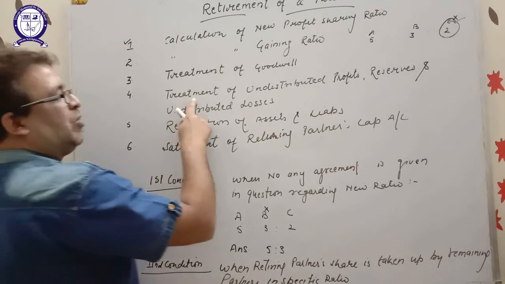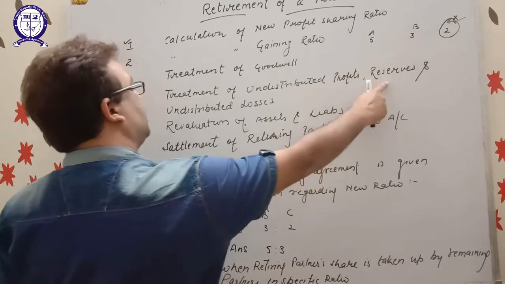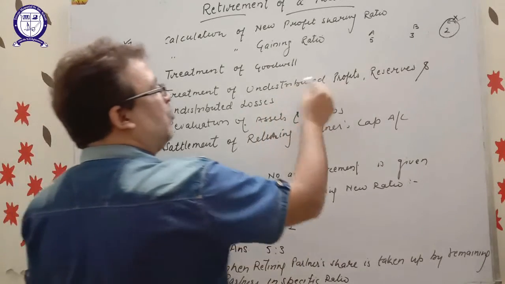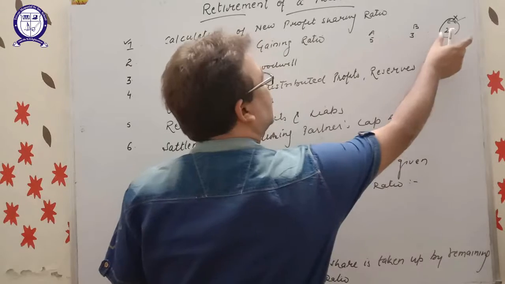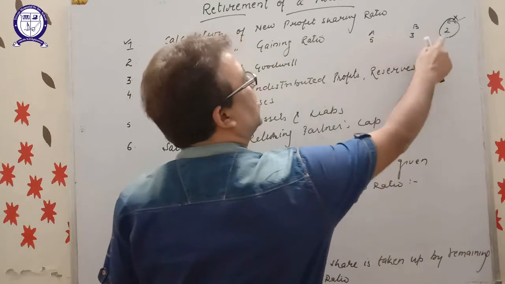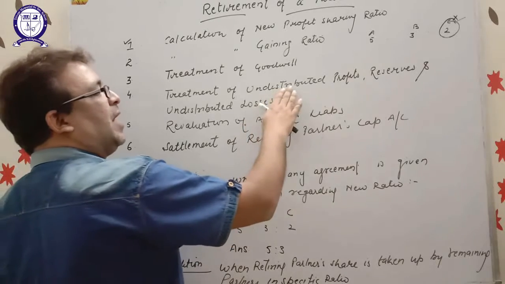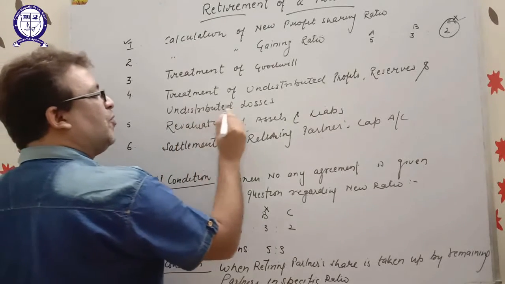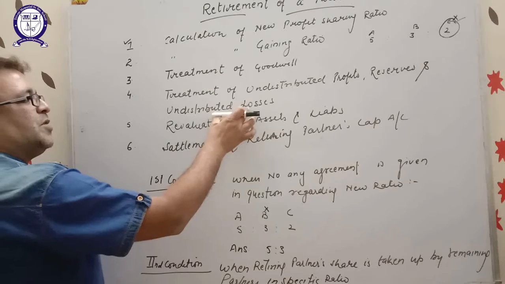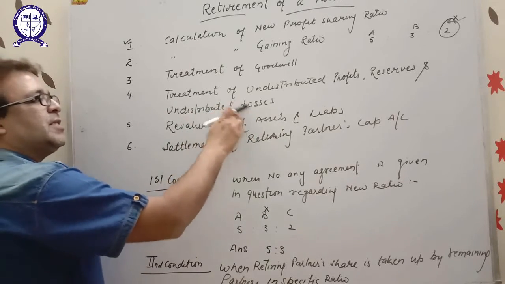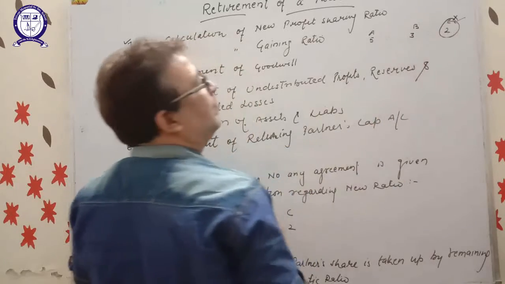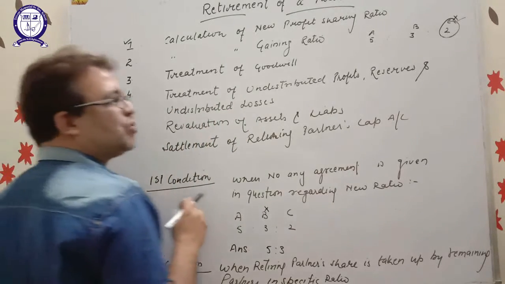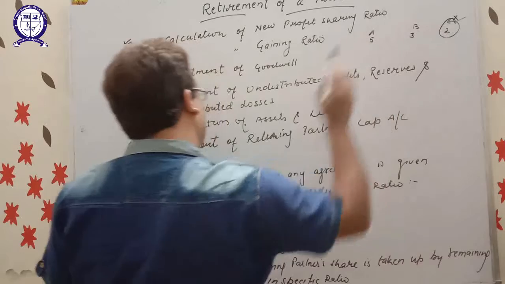Next point is treatment of undistributed profits, reserves and undistributed losses. Undistributed profit means the profits which are earned by the old firm, but still these profits are not distributed between the partners. These items are shown on the liability side of the balance sheet. And undistributed losses are shown on the asset side. These are the losses before the retirement of C. So we have to learn what is the treatment of undistributed losses at the time of retirement of a partner.